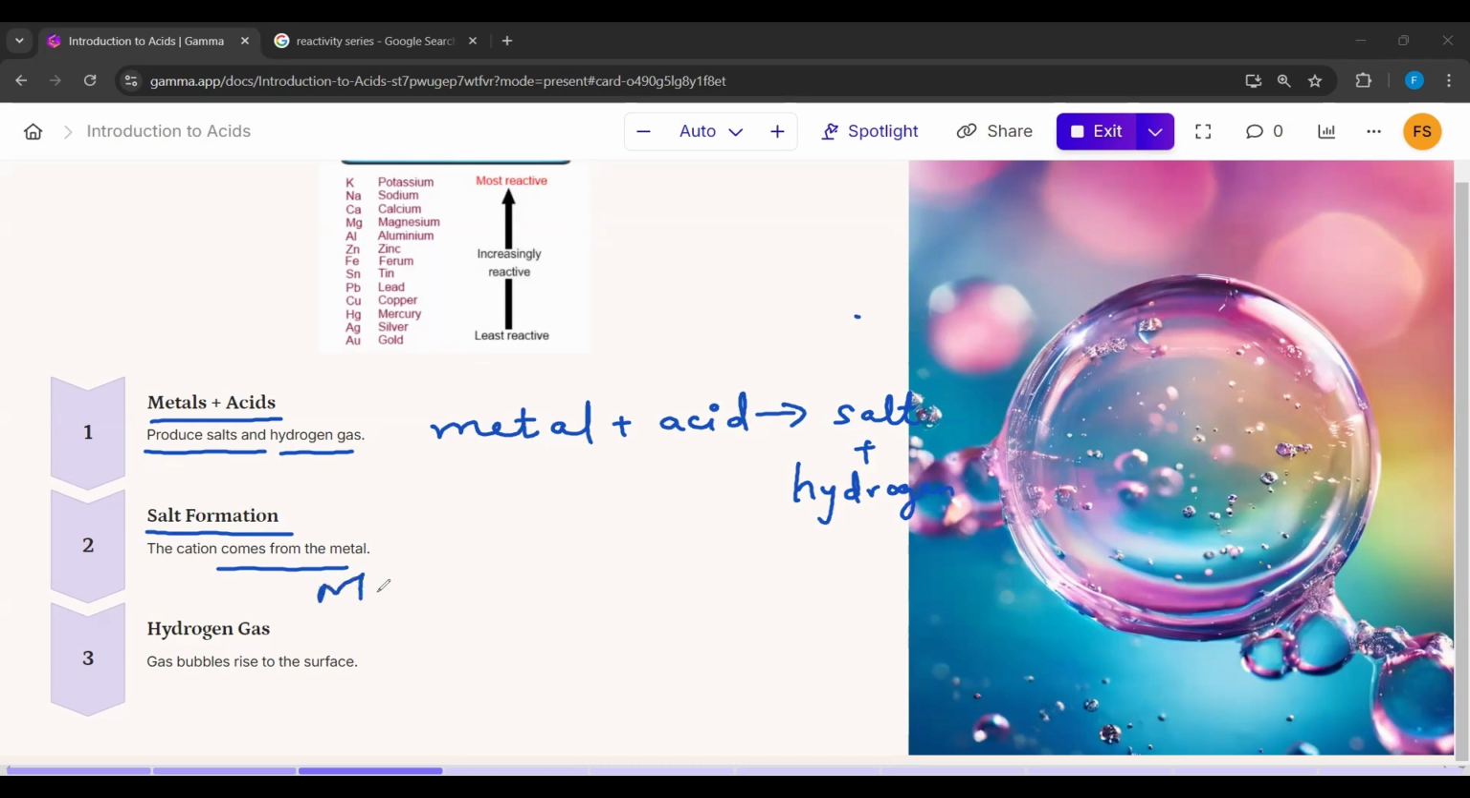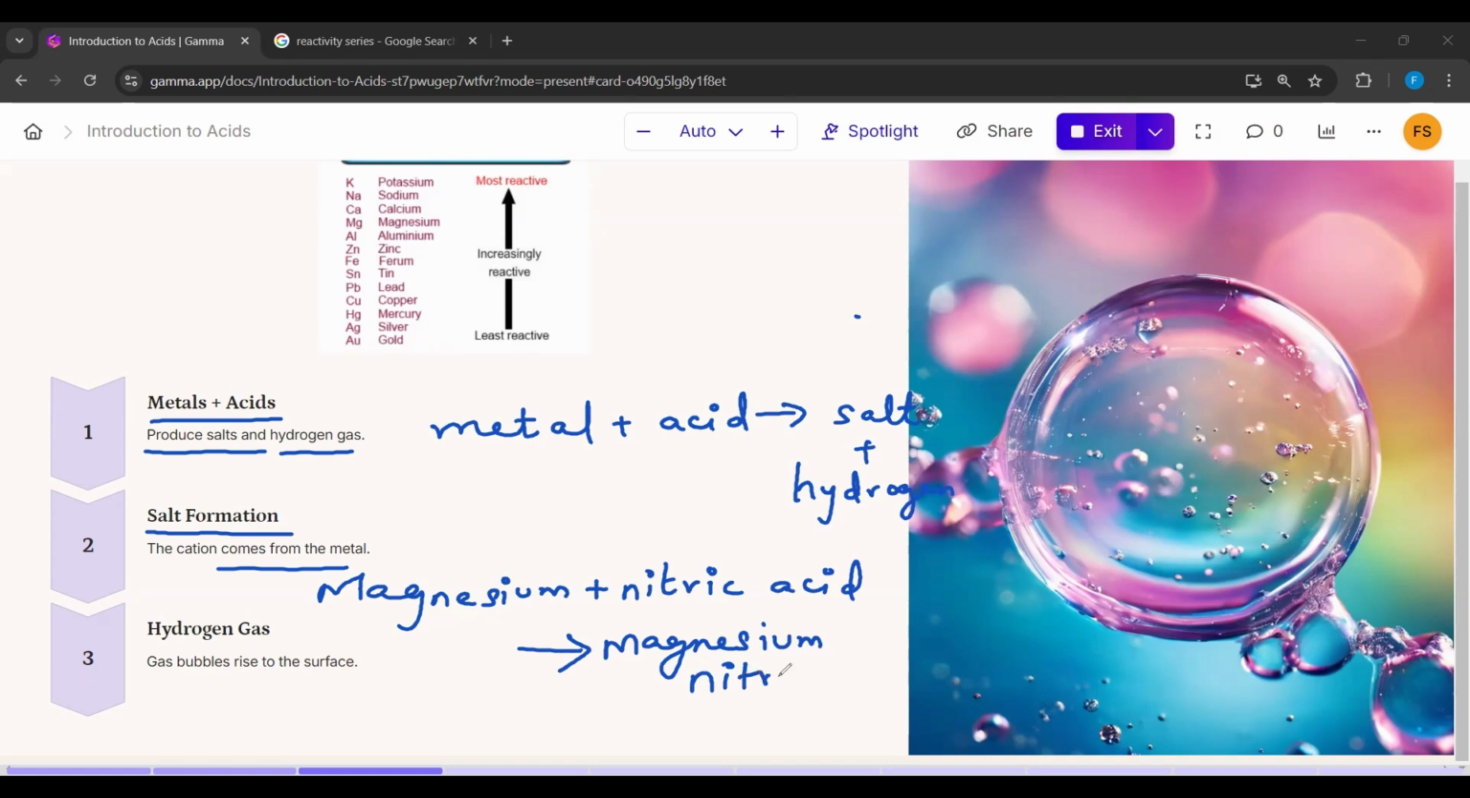If you are going to take magnesium, which is a metal, and it reacts with, say, nitric acid, now tell me what kind of salt will be made. You will get the cation from the metal. So what is the cation here? Magnesium. So magnesium is the cation. And what is the anion? It is from nitric acid. What is the anion that you will get? Nitrate. Yes, you guessed that right.